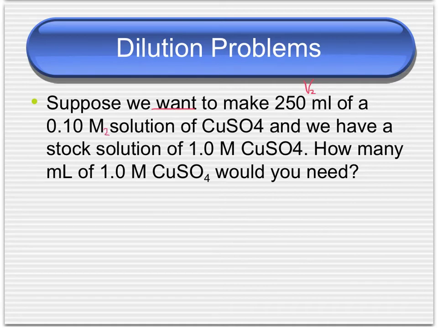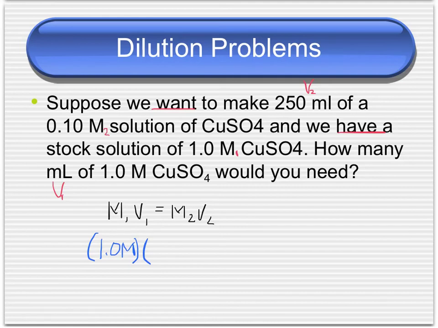And what we have, so there's that word have, is a stock solution of 1 molar. So that's going to be our M1. How many milliliters, there's a volume, do we need? So that's going to be our V1. So we're going to need a certain volume of this 1 molar sulfate in order to create our solution. So now let's go ahead and create our equation. So our M1 is the 1 molar.